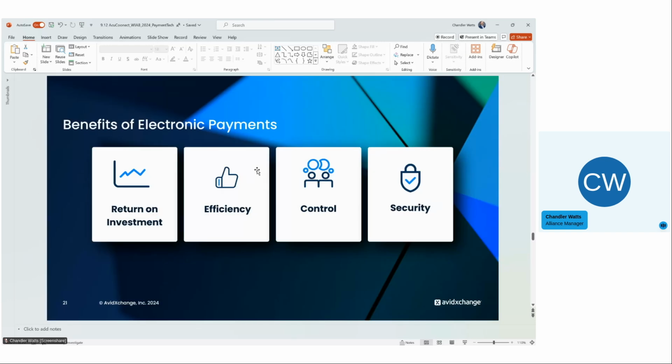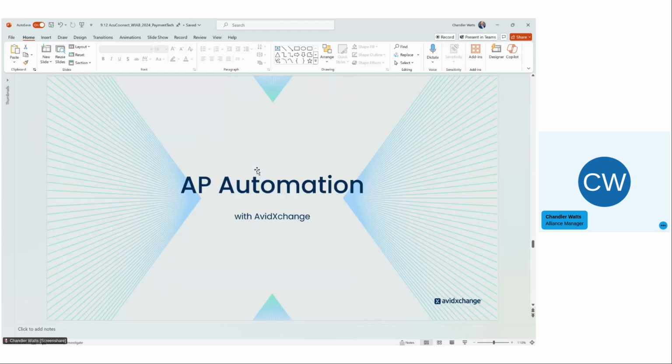The benefits of electronic payments: ROI, efficiency, having control over what those payments look like, and most importantly, security. So to wrap up, we're going to talk about AP automation with AvidXchange.